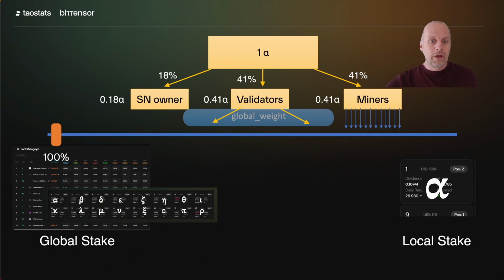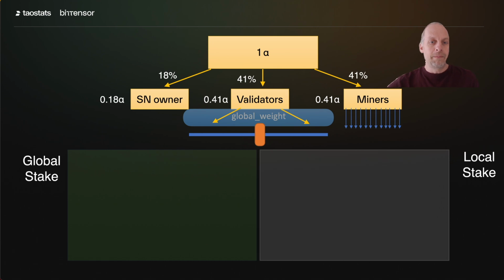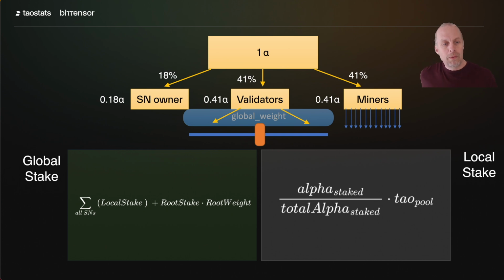Starts off at 100%, will make its way to 50%. So it'll initially look like this, right? Mostly global stake, a little bit of local stake. And then over time, it will make its way to 50-50. For ease of use on the chart, we're going to go 50-50 because that makes the space layout a lot easier as I'm trying to display this. Once we figure out the global weight, we can then figure out the global stake and the local stake.